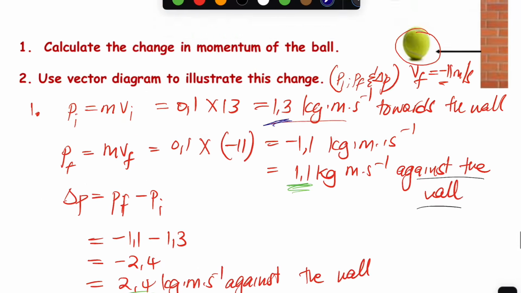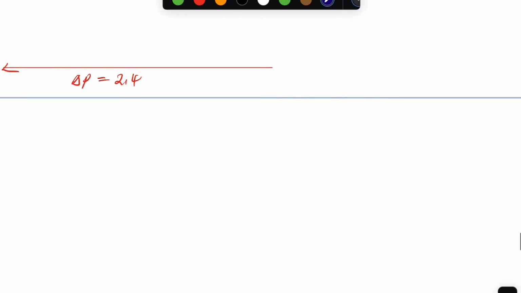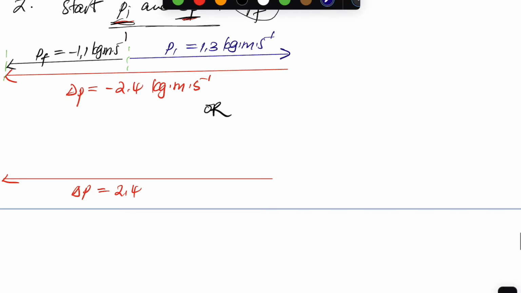The initial was 1.3 towards the wall. So the 1.3, I'll just end it here. So this is the initial. It's 1.3, and 1.3 is positive. It's going to the positive direction.